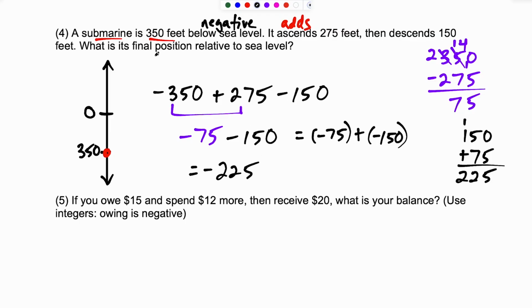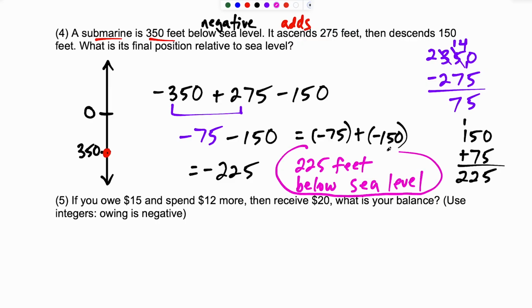So what is its final position relative to sea level? We could say 225 feet below sea level. Okay, so the question is asking relative to sea level, so that's why now I'm not writing a negative here. I'm just saying 225 feet below sea level, which equals negative 225.